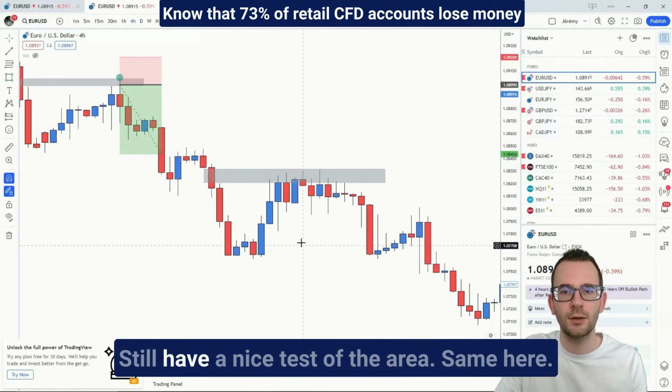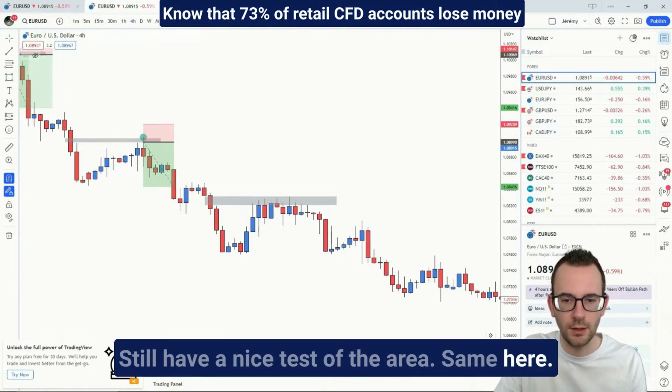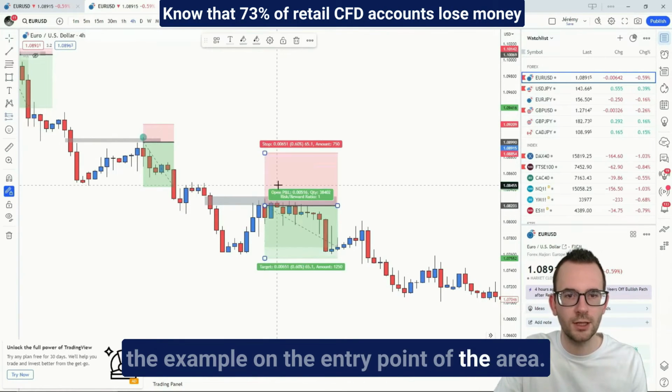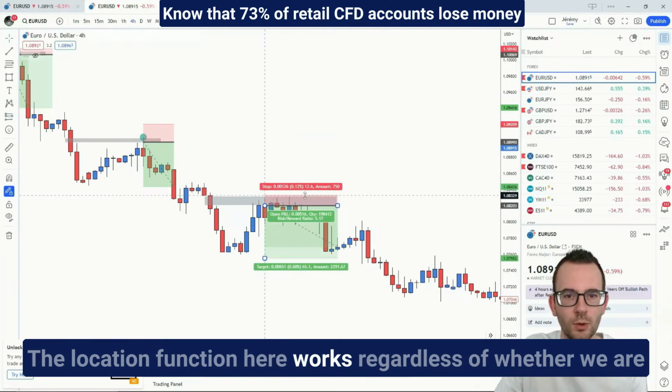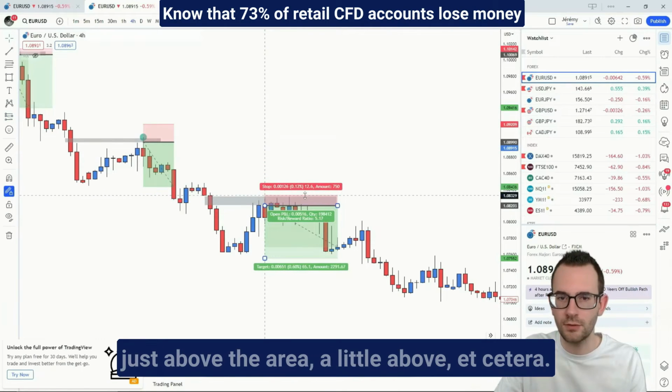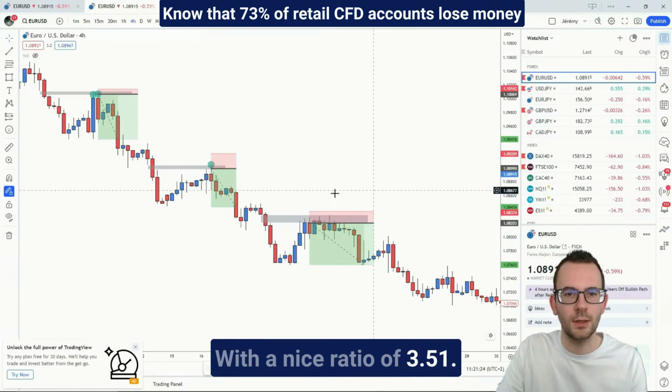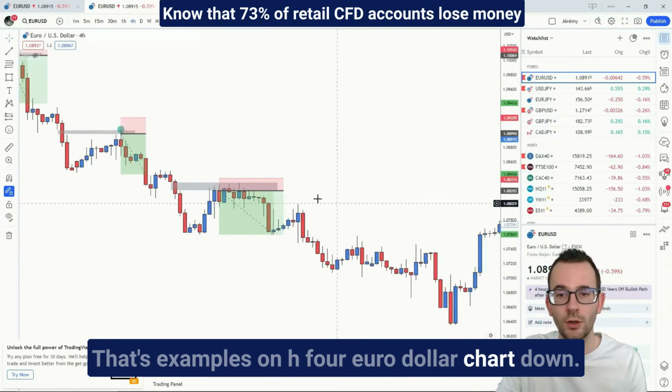Spreading here, still have a nice test of the area. Same here, remove the element for just 2 seconds and show you the example on the entry point of the area. The location function here works, regardless of whether we are just above the area, a little above, etc. It also passes for a test of the last dip, e.g. with a nice ratio of 3.51. That's examples on H4 Euro-Dollar chart.